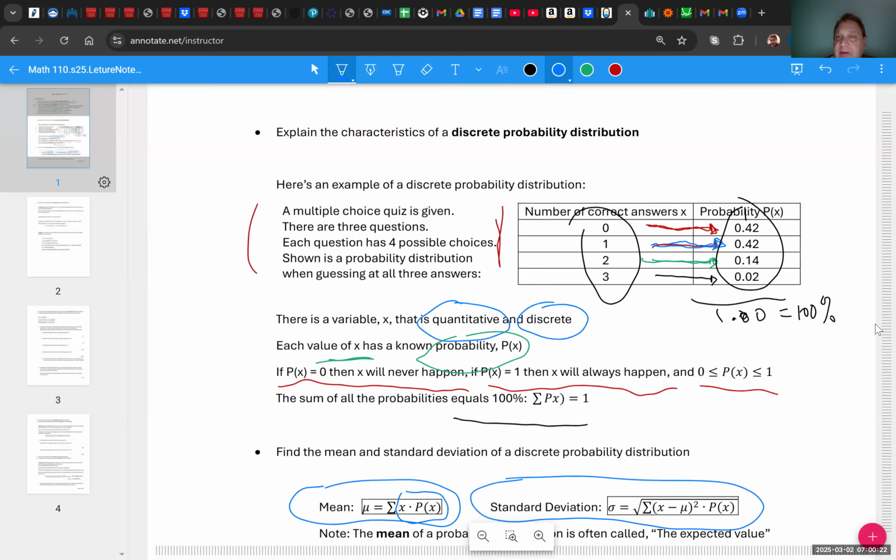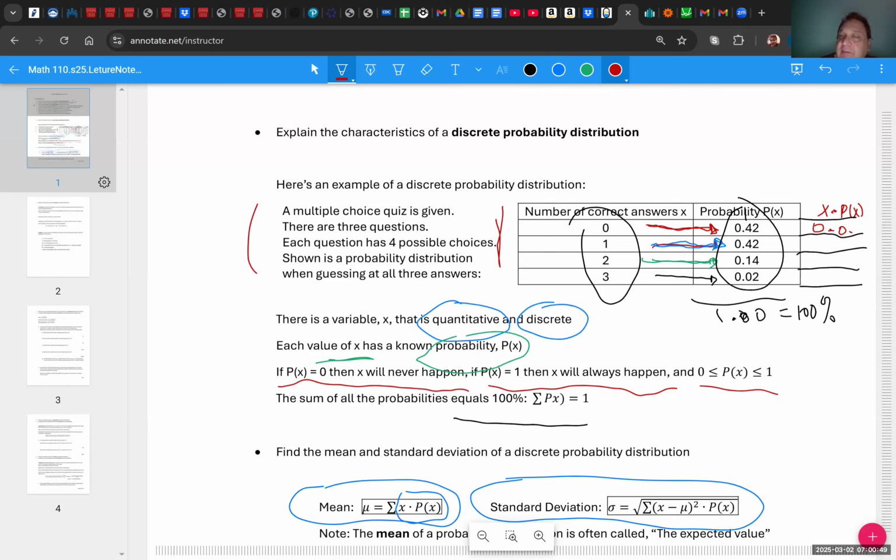I'll go up to my table here, and I'm going to make a new column here, X times P(X), right? So that's my new column. I guess I'll just extend the table a little bit so I can have spaces to write this. On the first one, the X is 0. Put that in red. The X is 0, and the P(X) is 42%.